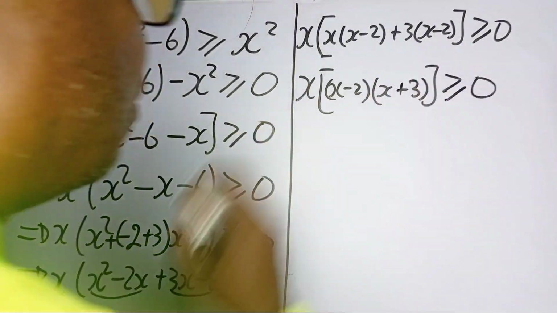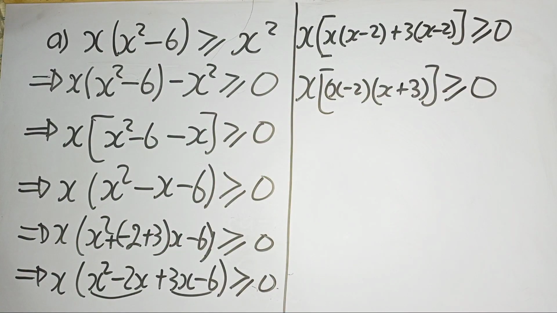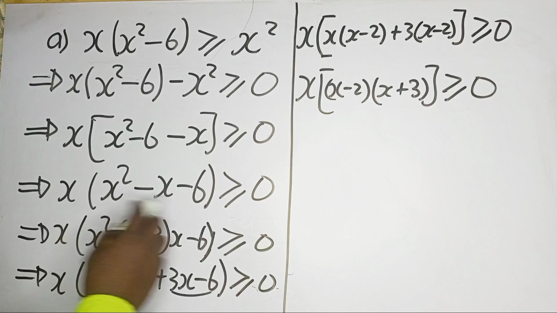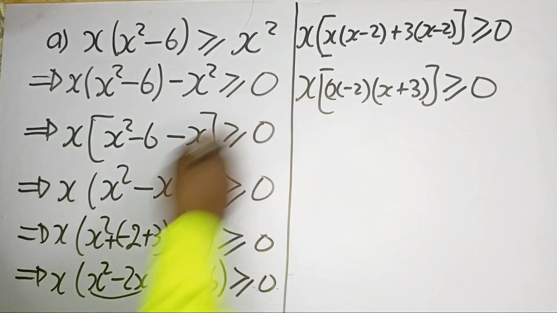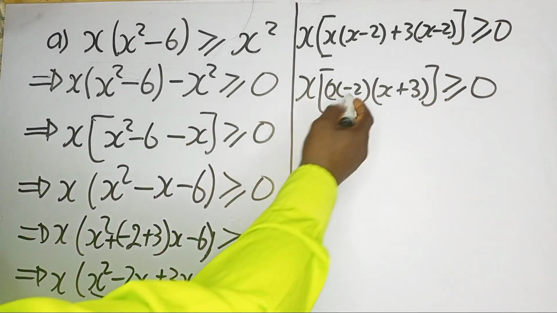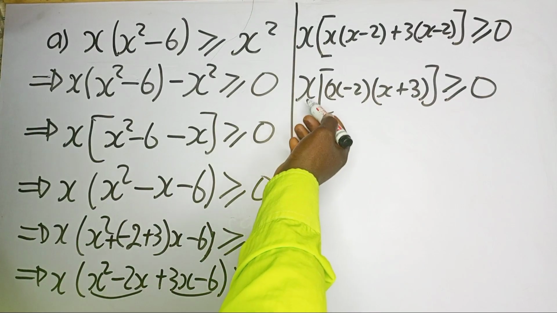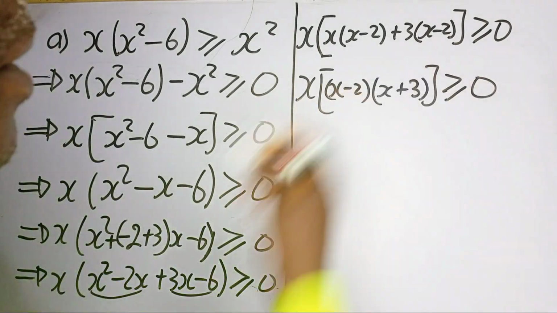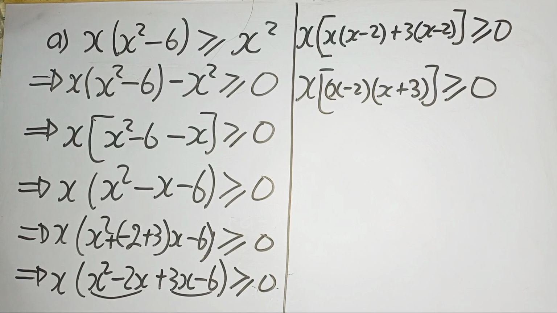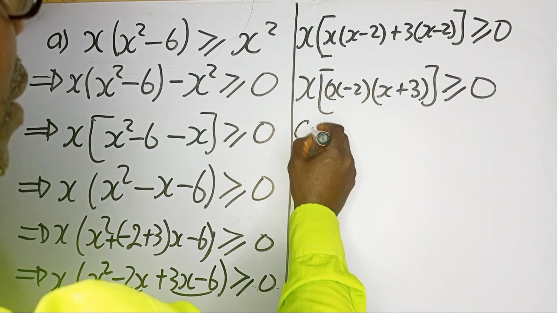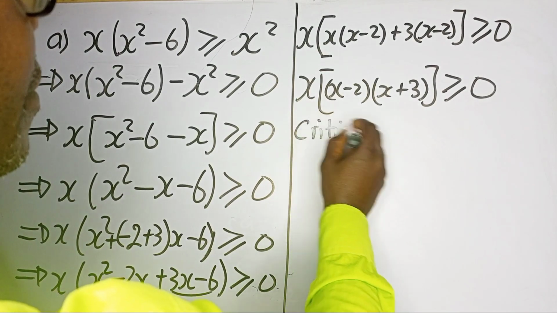Okay, so we have factorized the quadratic expression that was in the parentheses. So we have found the two factors. Here are the two factors. So this is what we have: the product of 1, 2, 3 terms greater than or equal to 0. So the next thing from here is to get our critical points.